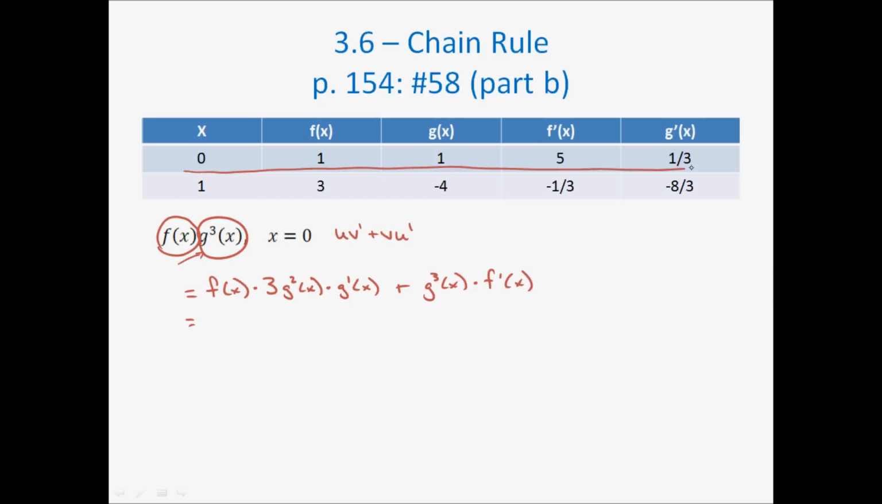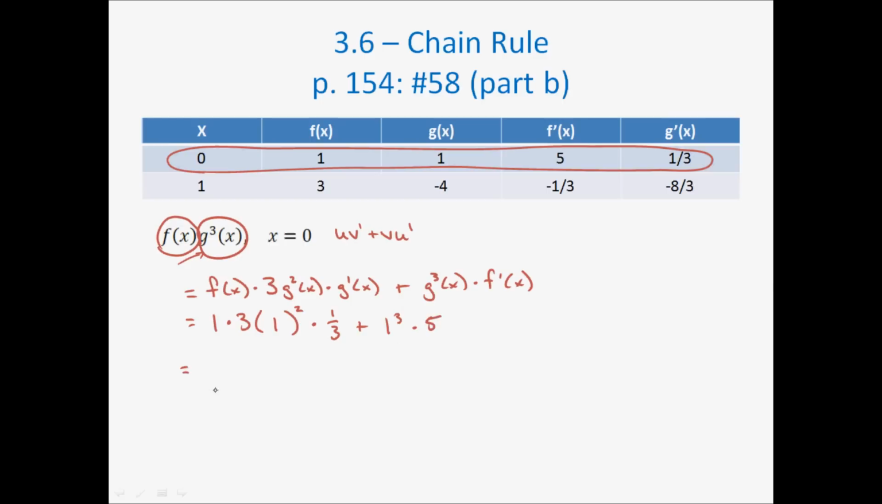So we're going to use this top row right here. f of x when x equals 0 is 1. Then we have a 3. Then we have g of x squared. g of x when x equals 0 is 1. So we have 1 squared times g prime of 0, which is 1/3. Now we have g of 0 cubed, so 1 cubed times f prime of 0, 5.